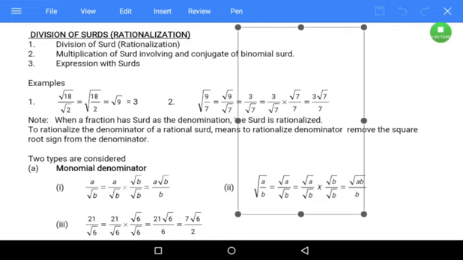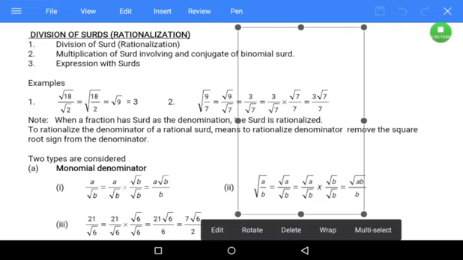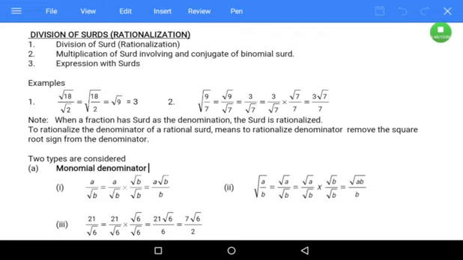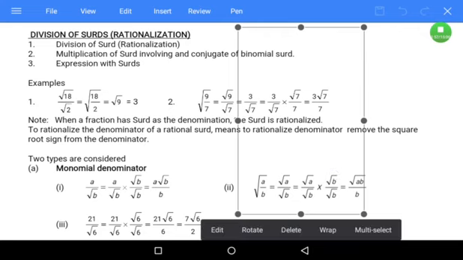How do we rationalize? Look at this. If you have root a over root b, that will give us root a over root b times root b over root b. Why do we do this? This is called surd rationalization. We use the root of the denominator to multiply both the numerator and denominator. So we have root a over root b times root b over root b. It's as if we have done nothing, because we use the same root to divide the same root, to give us 1. We are still left with our root a over root b.